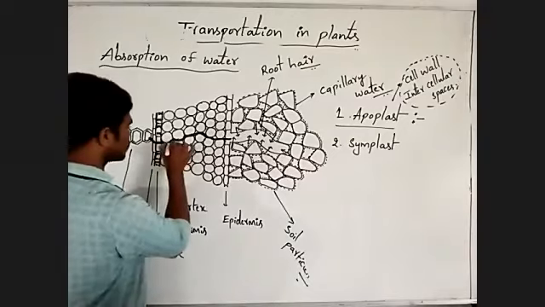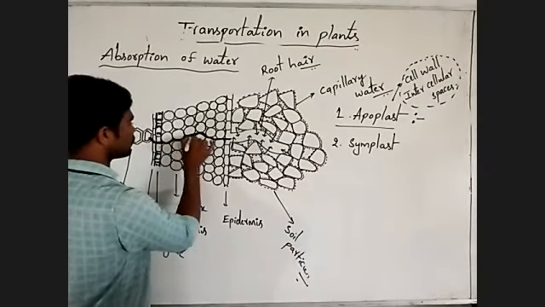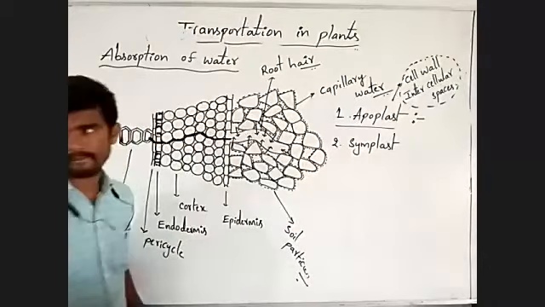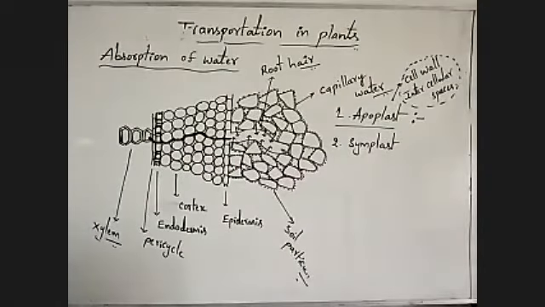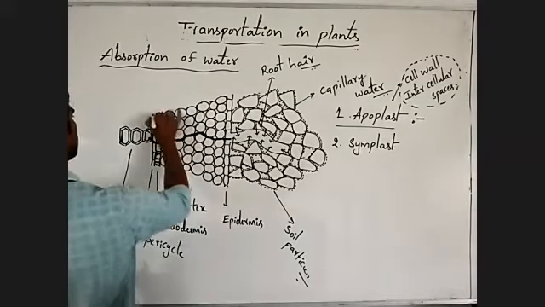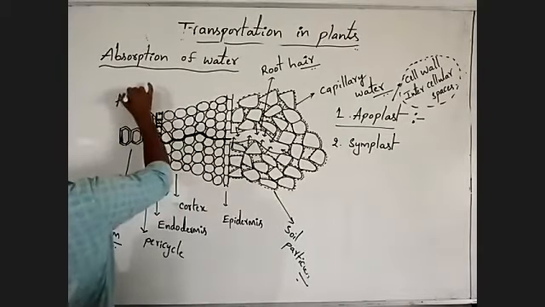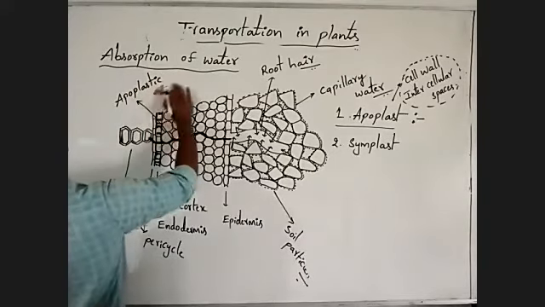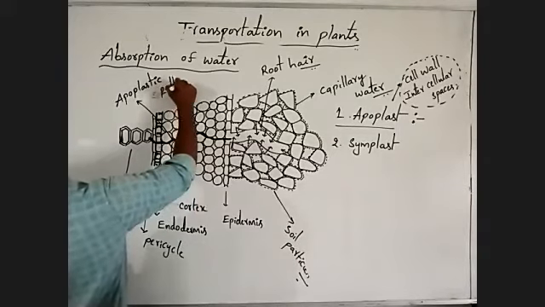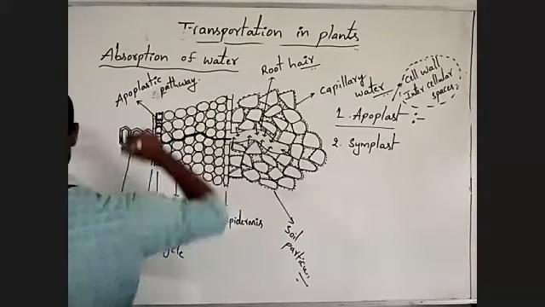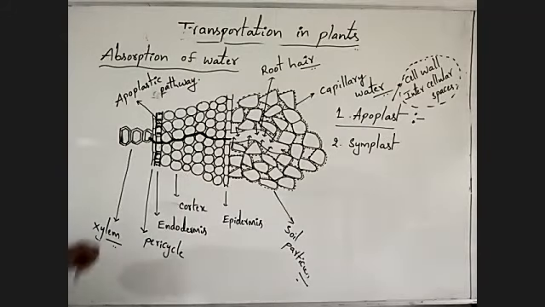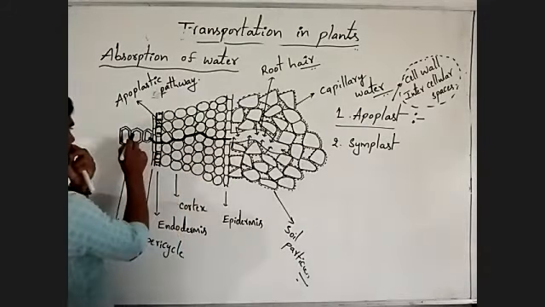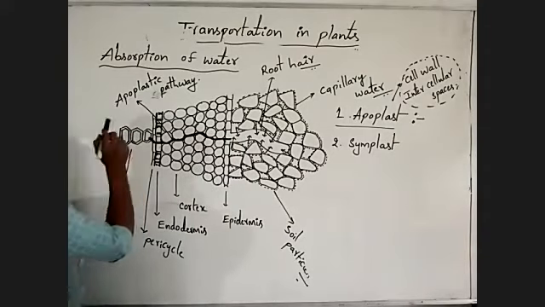Observe one. This is one type of pathway of water. It is the apoplastic way or apoplastic pathway. Yes, next. Like this, water enters into the xylem.